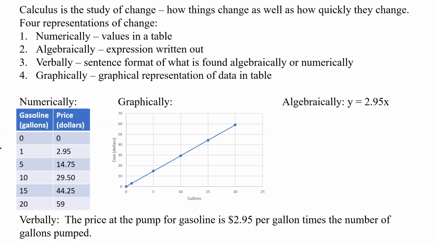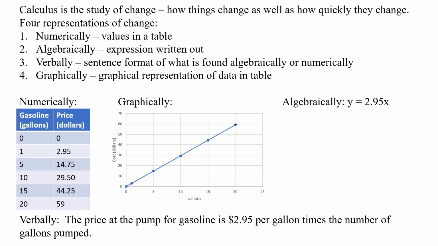So numerically, we have this table here on the left, and it's gallons of gasoline, and the price in dollars is how much it's going to be. So for 0 gallons, it's $0. 1 gallon is $2.95, and 5 gallons, $14.75, and so on until we get to 20 gallons is $59. So that's numerically. Now graphically, we have this nice graph of it's linear.